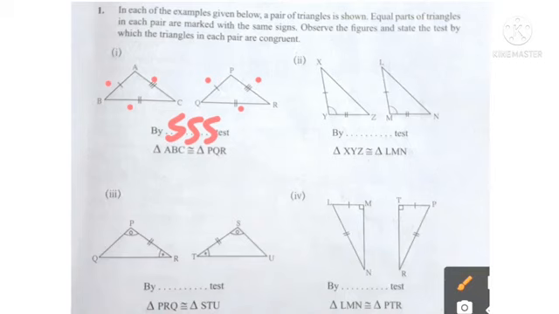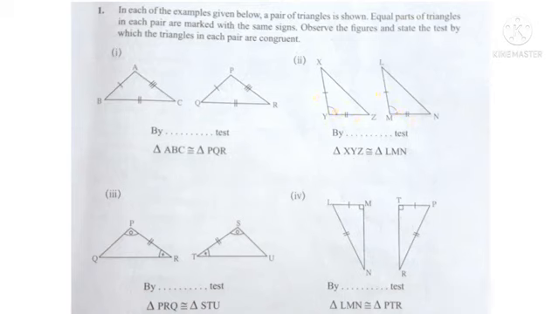Now second figure, see. In triangle XYZ and triangle LMN, XY is congruent to LM, YZ is congruent to MN, and angle Y is congruent to angle M. So here two sides and the angle between them are there. So we call it the SAS test. The test name is SAS test.